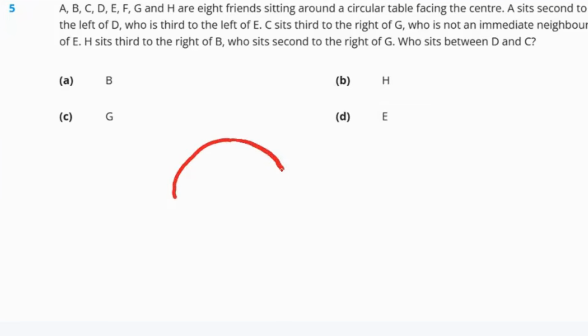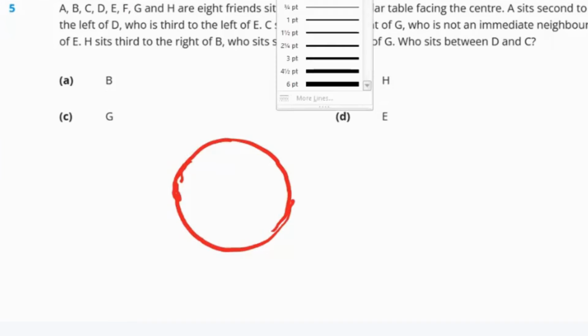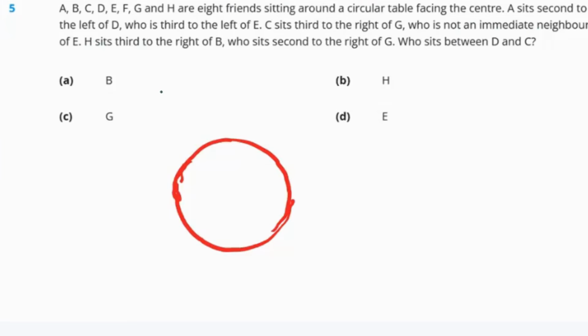Okay, so let's do one thing. Let's make a circle over there. It will be helpful for us to go with the sequence. Okay, so now let's try to go with the sequence. So it is saying that A sits second to the left of D. Okay, let's mark 8 points first. 1, 2, 3, 4, 5, 6, 7, and 8. We can put over here. Okay, so we have total 8 points.